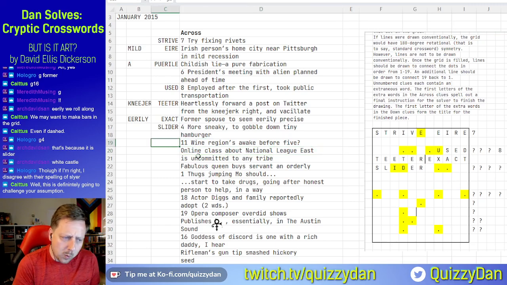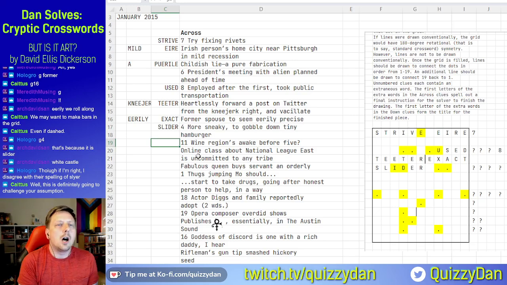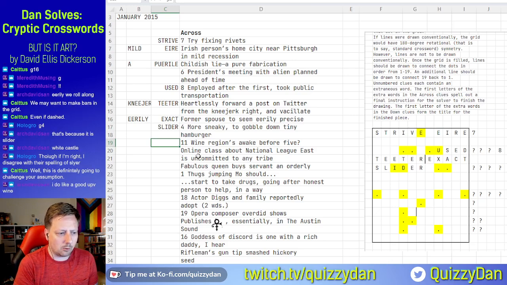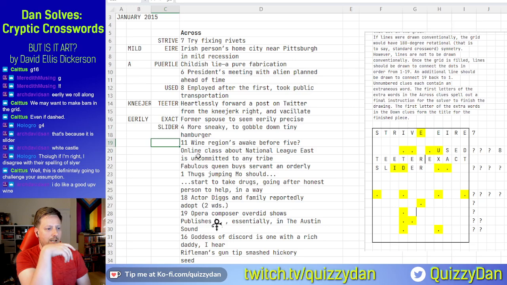Wine regions awake before 5. So 5 is usually V in Roman numerals. It's probably one of those alternatives. So, awake, alert, up, rouse. Rouse before 5. Wine regions.